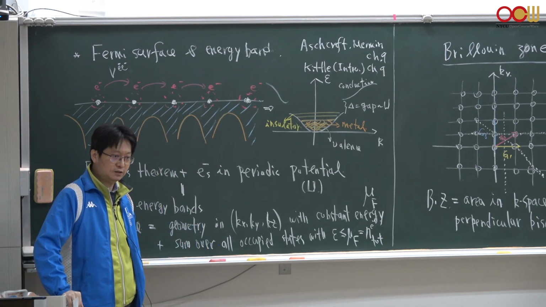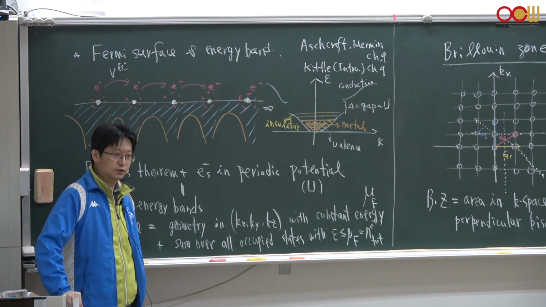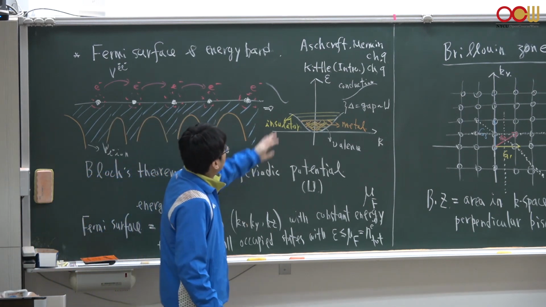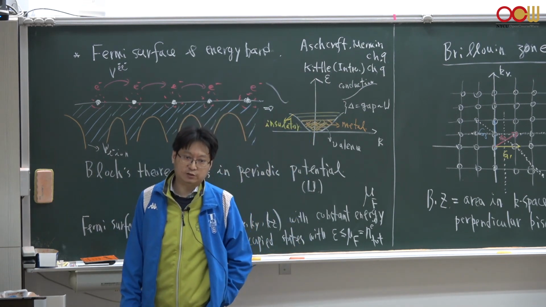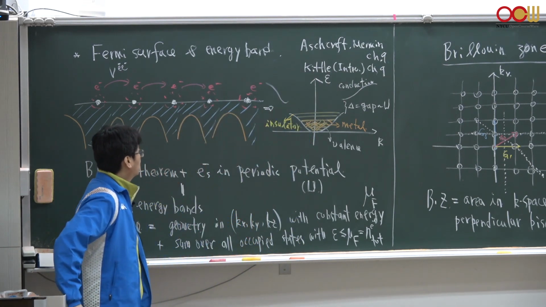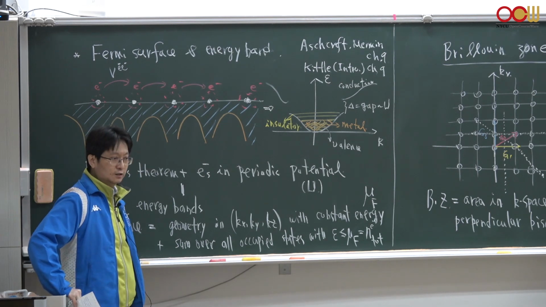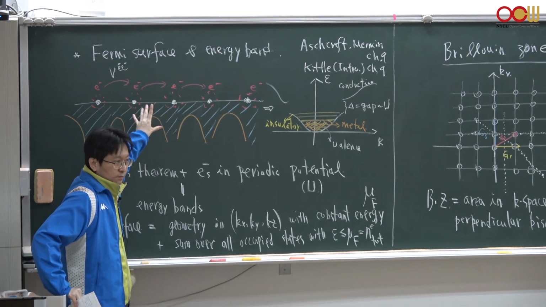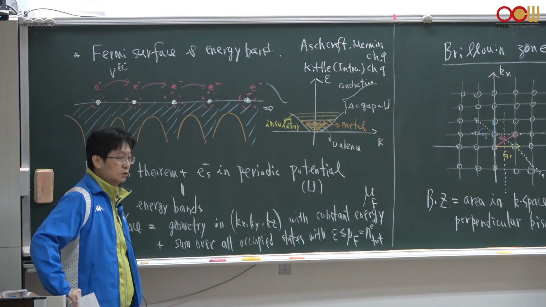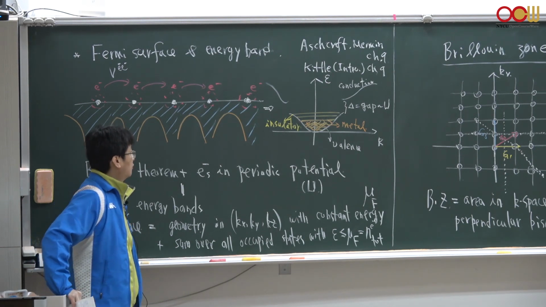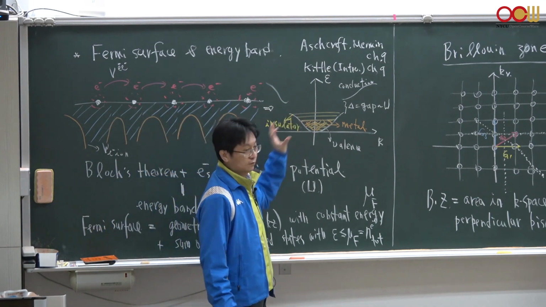And if you have not, you should go back to your introductory level of solid state, for example Ashcroft-Mermin chapter 9, or Kittel's first book, the introductory level of solid state, chapter 9. And there you will see more detailed derivations of the formation of the energy bands and also the Fermi surface.